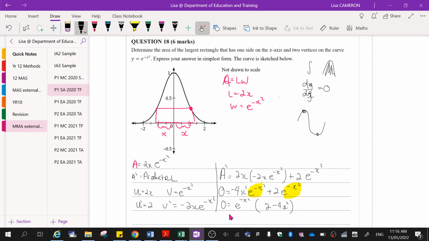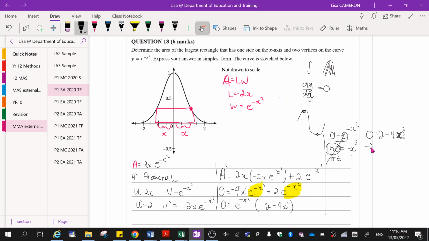To find 0 here, we'll use null factor rule, which means we're going to let each factor equal 0. So 0 equals e to the power of negative x squared, and 0 equals 2 minus 4x squared. So we'll solve this first one. Take this across and it will become a log with base e, or a natural log function. And anytime I see this, that is a math error. So this one doesn't give me a solution.